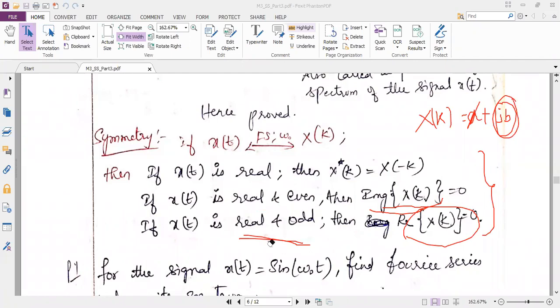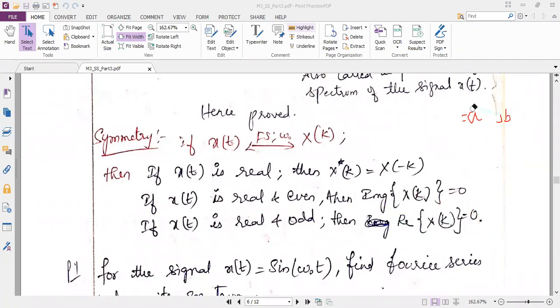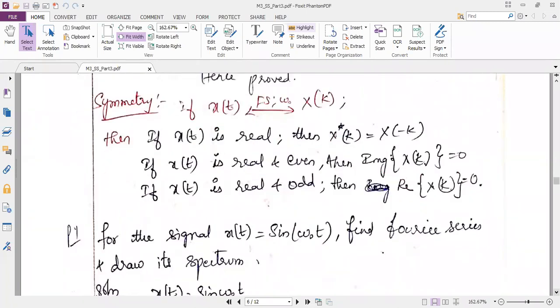So with this point, we will move on to the problems. So these are the three observations. Sometimes they may ask you to write about symmetry property, so write the characteristics of symmetry property. So you should be able to write these 3 points.